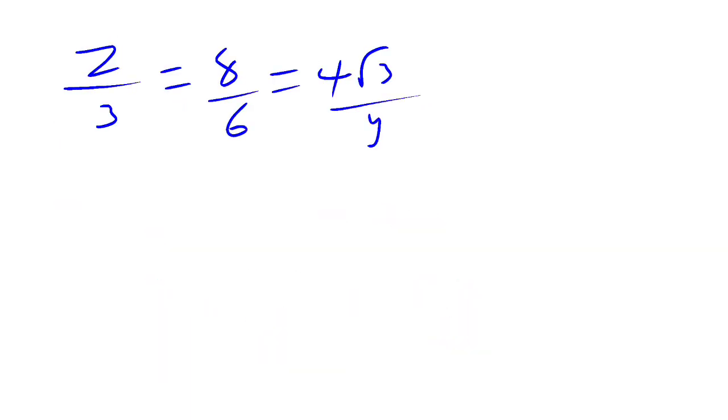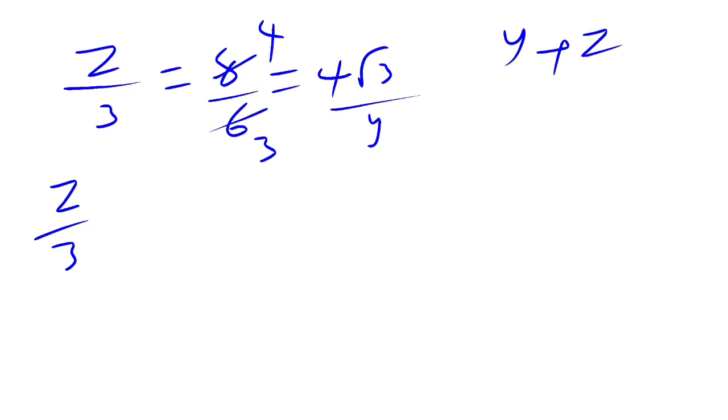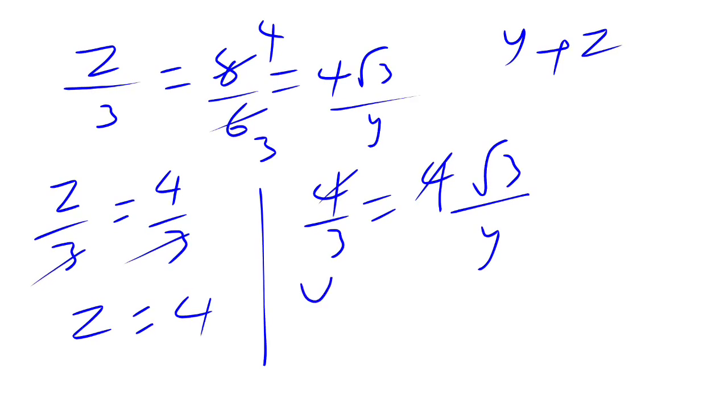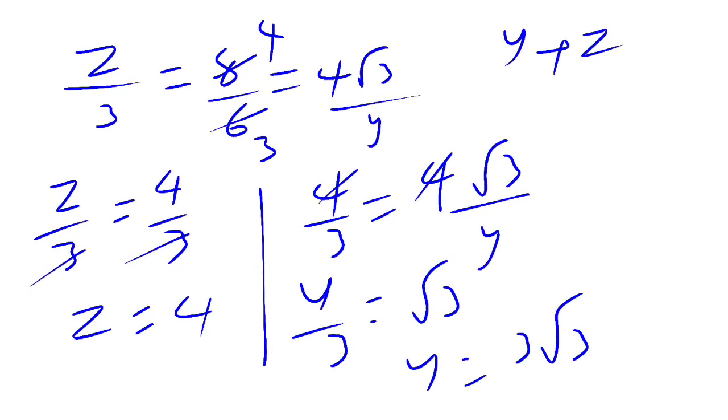We need the Y plus Z answer, so Y and Z should be found individually, then added. First I am going to find Z. Z by 3 equals 4 by 3, the 3s cancel, Z equals 4. Next, 4 by 3 equals 4 root 3 by Y. Here the 4s cancel, Y by 3 equals root 3. Then Y equals 3 root 3.